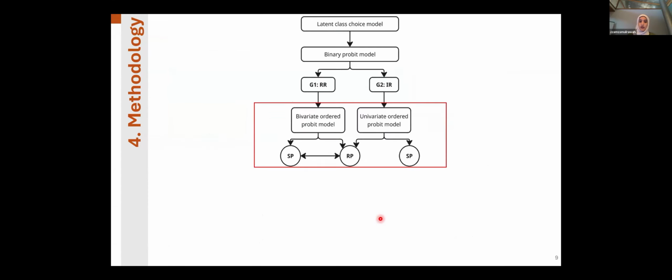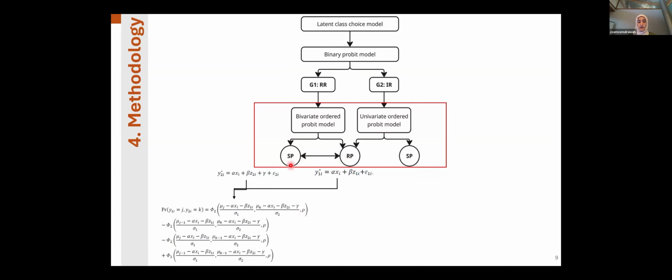The next step would be to do the regression analysis for each group. So for the first group, which is the responsible group, we used bivariate ordered probit model, and these are the utilities used. The reason why we used bivariate ordered probit model is that we assume this group is answering the questions responsibly, and so the error terms are correlated between the RP and SP. And then this is the probability used for this group. So the estimation method is RP-SP estimation method.